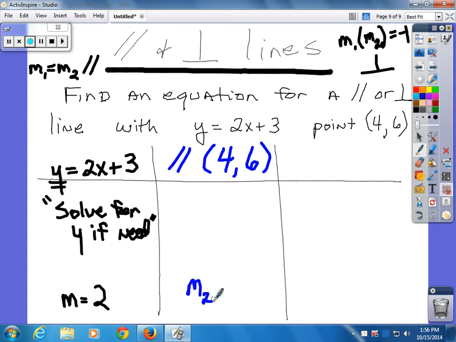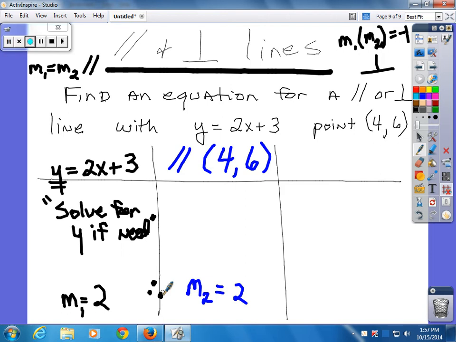And I'm going to write down here m sub 2. This is m sub 1 right here. So if m sub 1 is equal to 2, and I want a parallel line, what is m sub 2 going to equal? 2. Because this is m sub 1, therefore m sub 1 is equal to 2. Therefore, m sub 2 is equal to 2 because of this rule. Parallel lines, the slopes are equal.